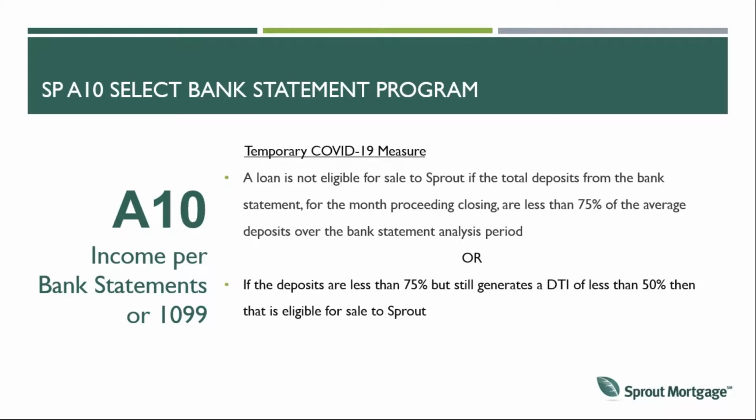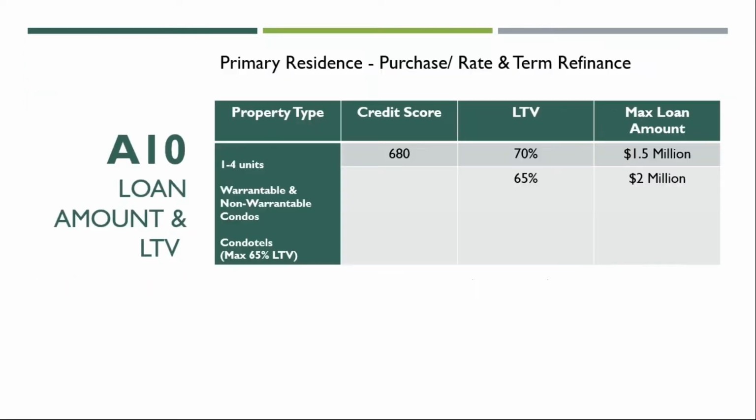If the deposits are less than 75%, but the DTI is less than 50%, then the loan is saleable to Sprout, okay? Again, you guys are going to get a copy of this presentation, and all of this information will be included for your reference. Please feel free to reach out to your account executive, the biz dev team, or the loan scenario desk if you have questions in regards to any of the parameters that you hear on this presentation today.